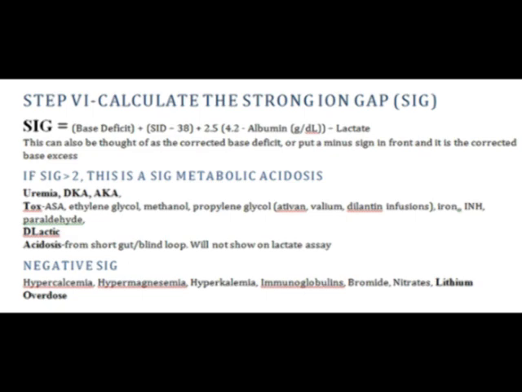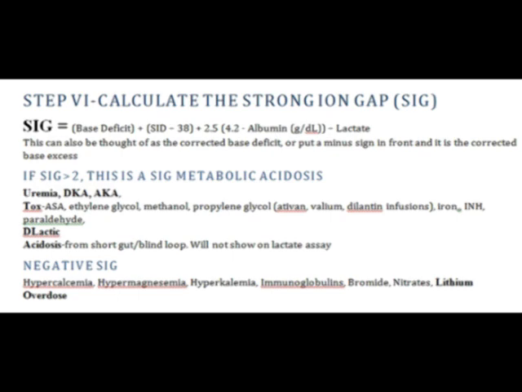Rarely, like incredibly rarely, the strong ion gap will be negative. And a few of the things that could do that are going to be anything that are positively charged ions. For instance, profound hypercalcemia, hypermagnesemia, profound hyperkalemia, immunoglobulins in multiple myeloma, bromide poisoning, lithium poisoning, or nitrate toxicity. These things can cause a negative strong ion gap, but 99% of the time, the strong ion gap is either going to be normal or positive.